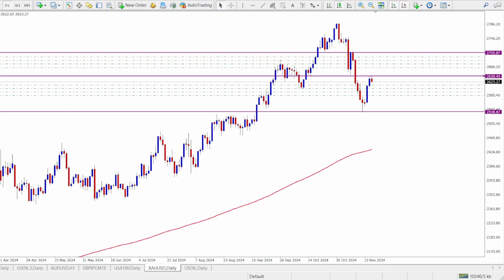Now, before you jump into lazy grid trading, make sure to test it out on a demo account. This will help you fine-tune your grid setup and risk levels without risking real money. And if you're new to Forex, don't worry. This strategy is beginner-friendly and a great way to get started.